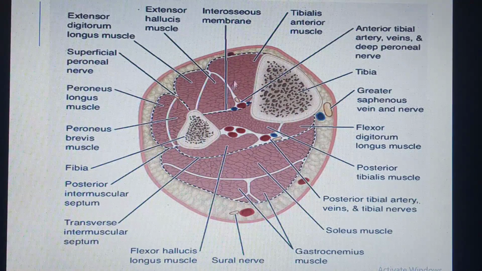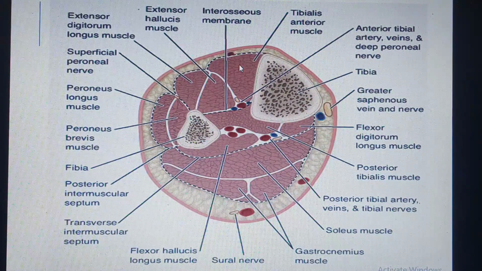So I begin with muscles in the anterior compartment of the leg. Now get to know that this section is taken at about the midshaft of the tibia and fibula, but not going so far down into the calcaneal tendon. That's not where it is taken. It's taken where we can see the muscle bellies.